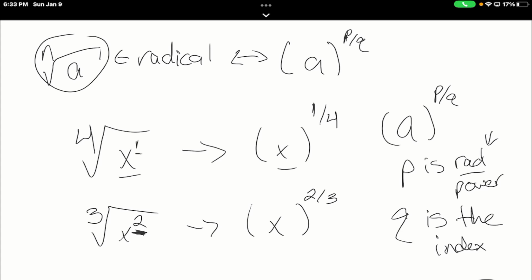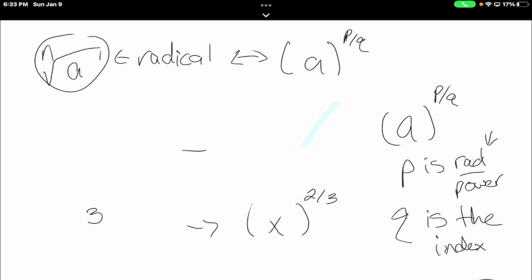So that is an example of a radical expression into a rational power expression. We are also going to need to go the other way around. So I'm going to keep that over there, but instead now, let's say I give you an expression like x to the 1/3.